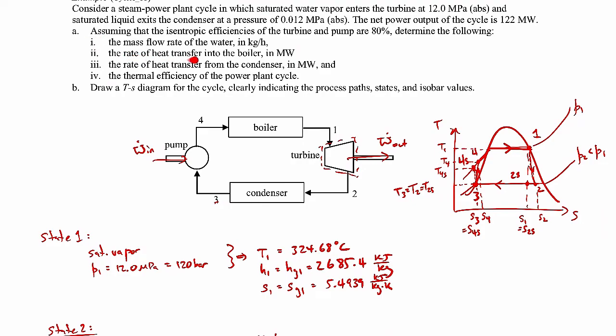Now we're asked to find the heat transfer into the boiler. So that will be the first law applied to the boiler here. We know the specific enthalpies at states 1 and 4, so we should be able to find the Q dot in into the boiler. And we can do the same thing for part 3 for the condenser. It'll be the first law applied to the condenser to find the Q dot out, because we know the specific enthalpies at 2 and 3. So let's do those.